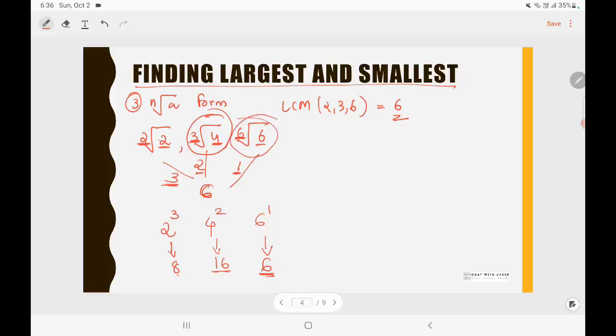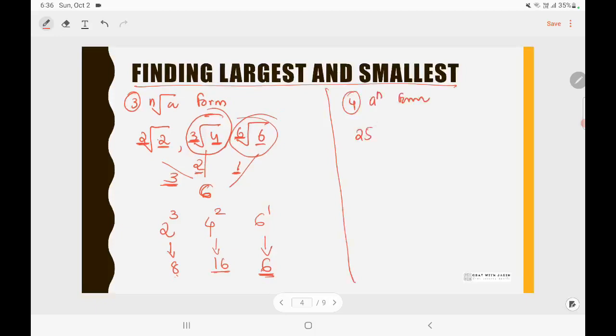Okay. Now another form is the a raised to n form. For example, let's take 25 raised to 50, 15 raised to 100 and 10 raised to 150. You are asked which among these three numbers is the greatest. Here you need to find the HCF. What is the HCF of 50, 100 and 150? It is 50. So you need to write 50 here. Then you need to write 3 lines like this. In order to get 50, you multiply 50 with 1. In order to get 100, you multiply 50 with 2. In order to get 150, you multiply 50 with 3.